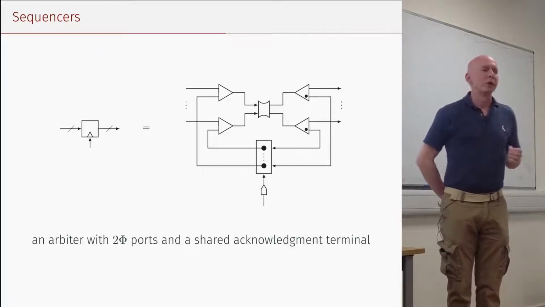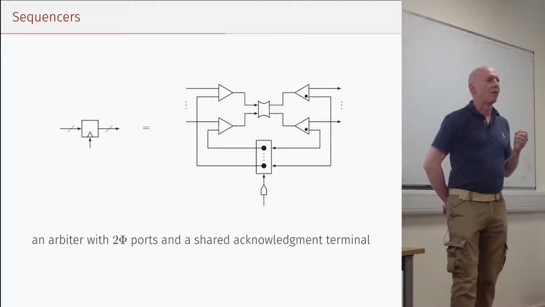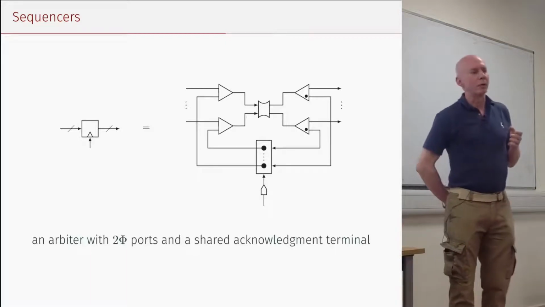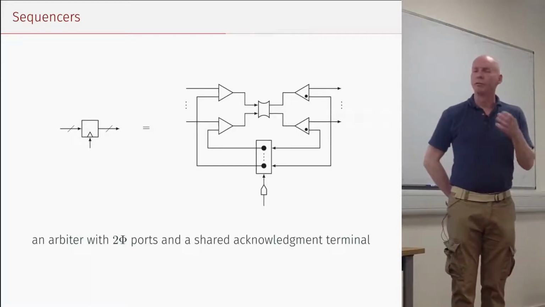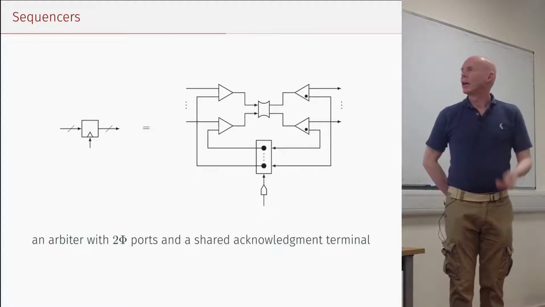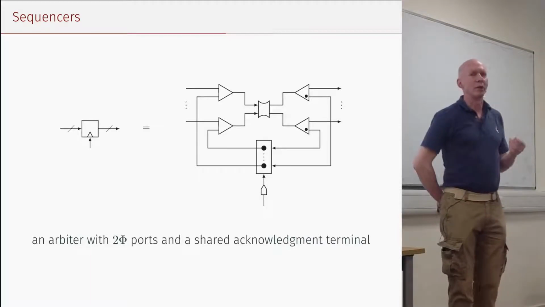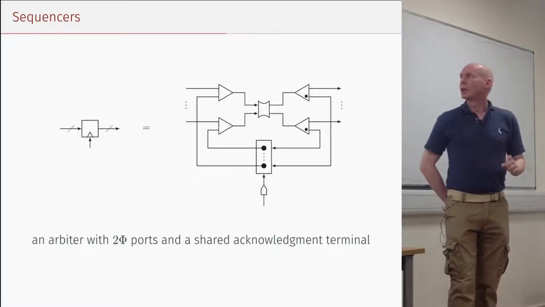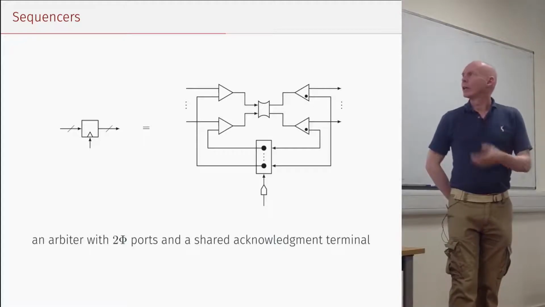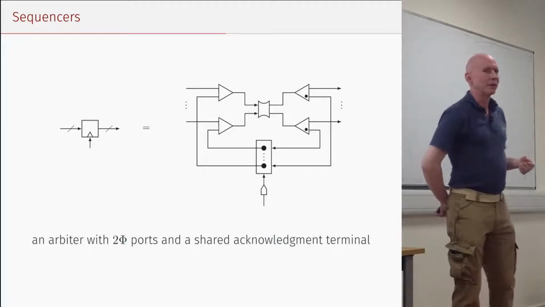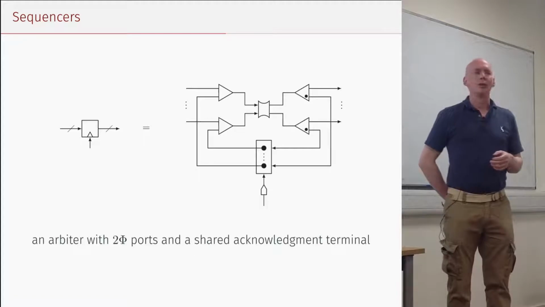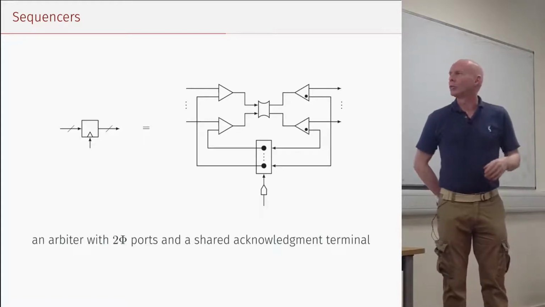Anyway, one more twist on arbiters. You don't have to have a 4-phase handshaking port if you don't want to. You could have just 2-phase ports, as many as you want, and they all share one single request acknowledgement at the bottom, just by putting a regular arbiter inside of a wrapper like this and calling it a sequencer. Okay, so that's sort of a quick tour of what we do with these types of circuits.